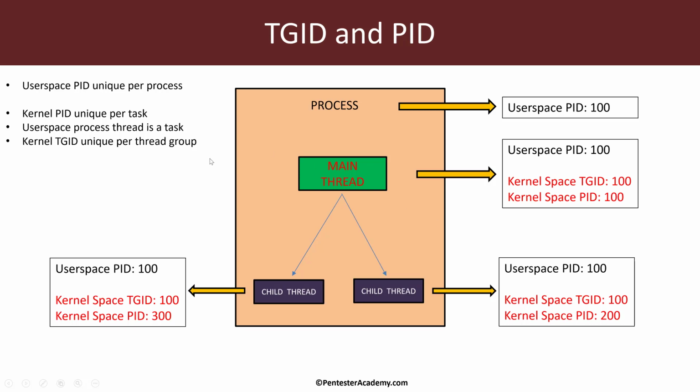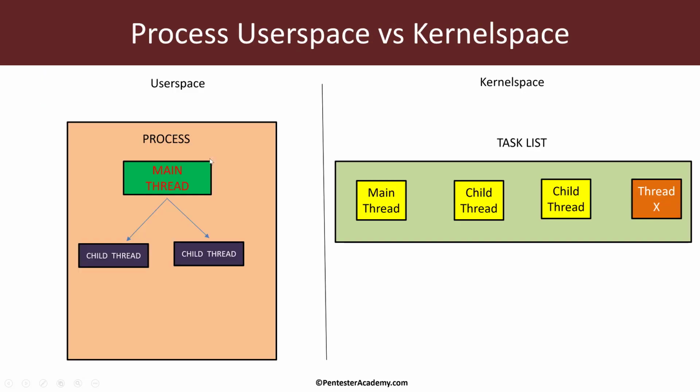So the important thing to note is when we are looking at kernel tasks, we will have two IDs. One is the TGID or the thread group identifier corresponding to the main thread, followed by the PID, which is the task ID really, and that would be same for the main thread, which is the TGID would be equal to PID. And for each of the child threads, that would be a unique value.